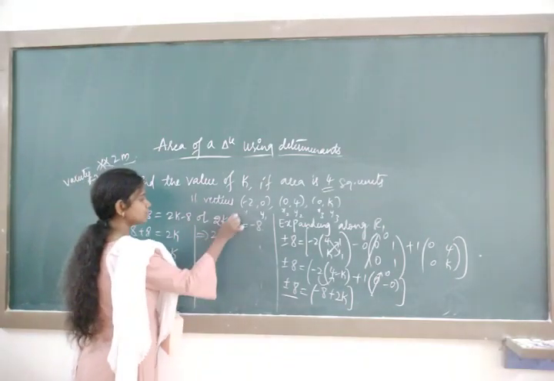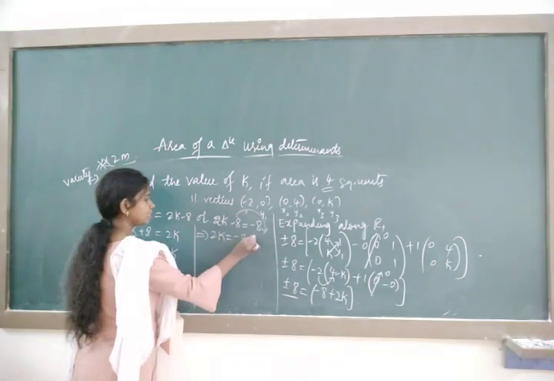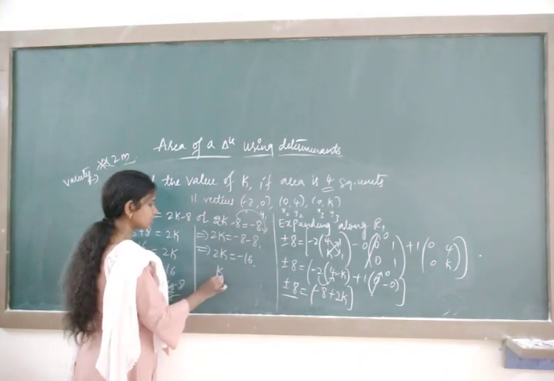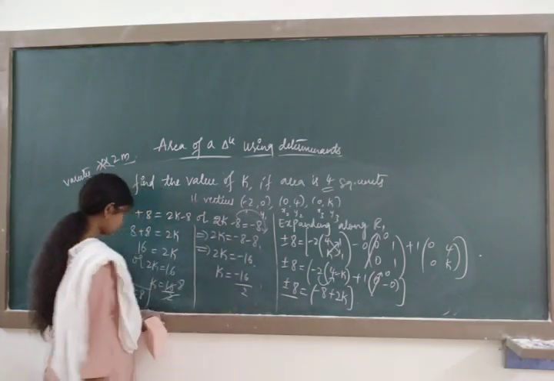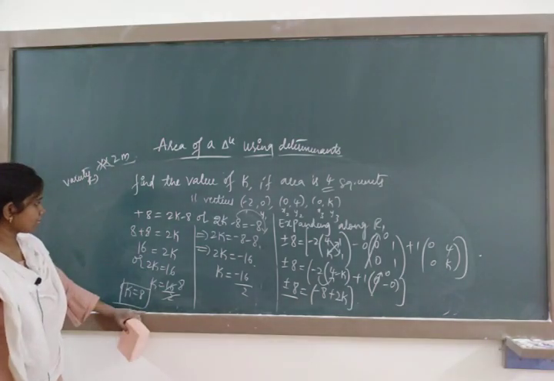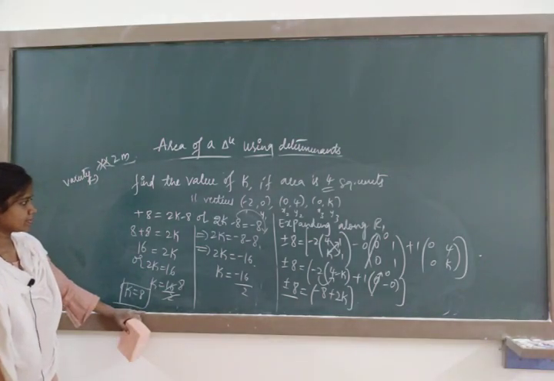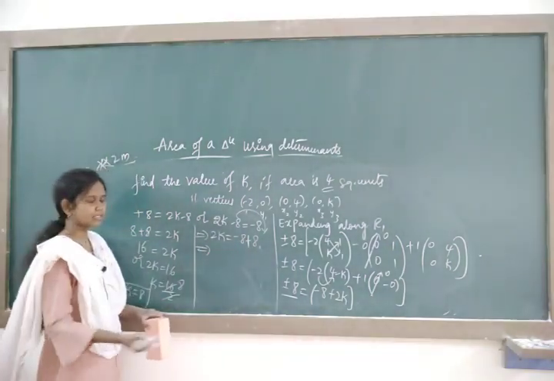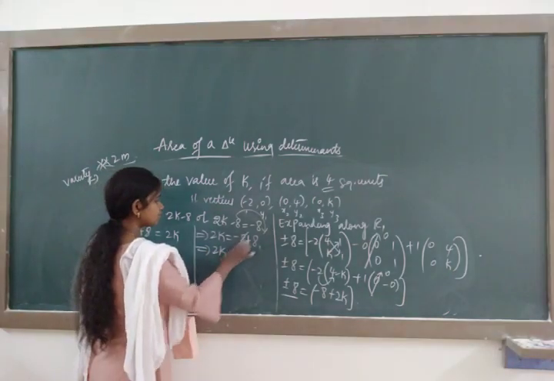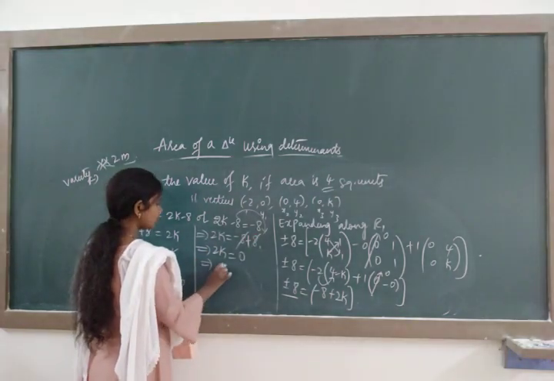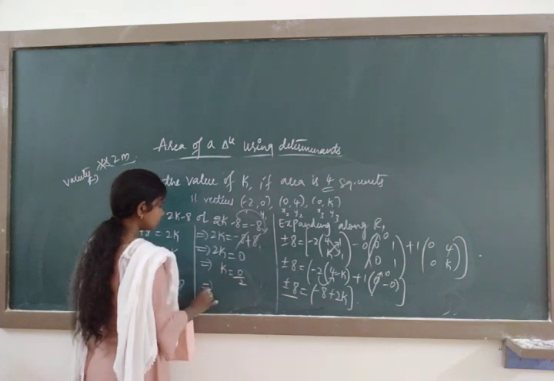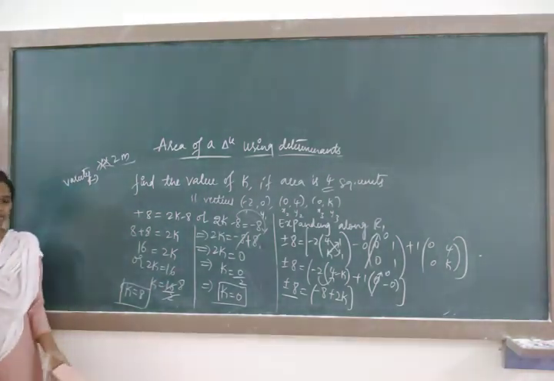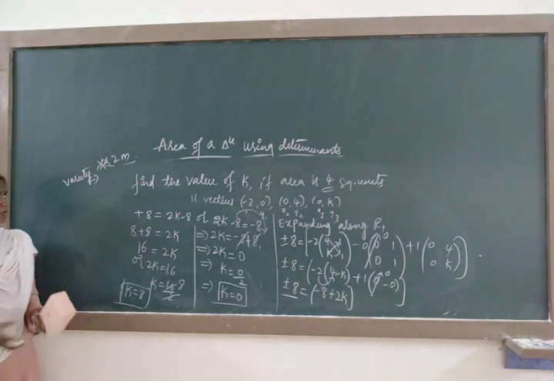It's 2k. Transfer this one: minus 8. 2k is equal to minus 16. k is equal to minus 16 by 2. Is it? Sorry, it's a minus 8. When you transfer, it will become plus 8. 2k minus 8 plus 8 cancel out. It will be 0. Therefore, k is equal to 0 by 2. Therefore, this implies k is again 0. For the previous problem also, we got the k value as 0. Here also k is 0 and k is equal to 8.